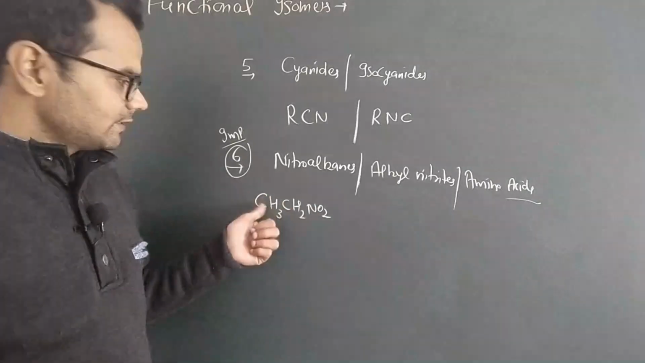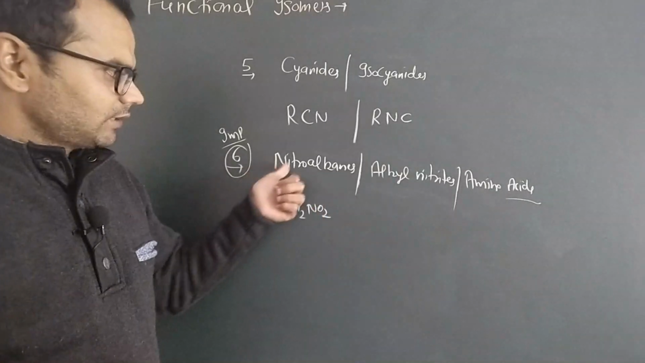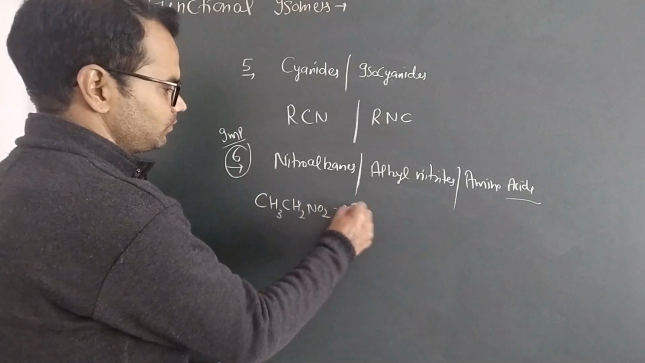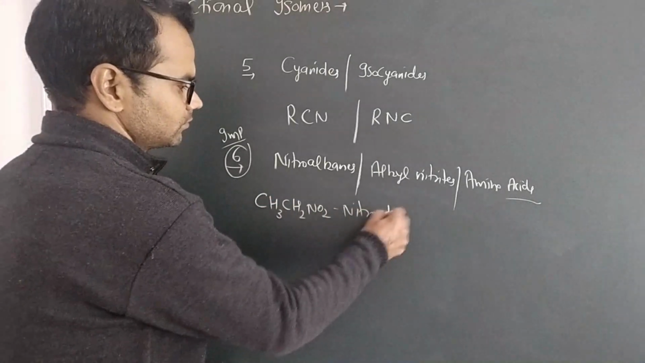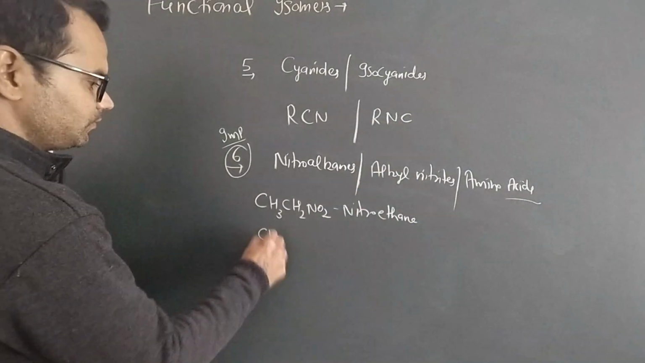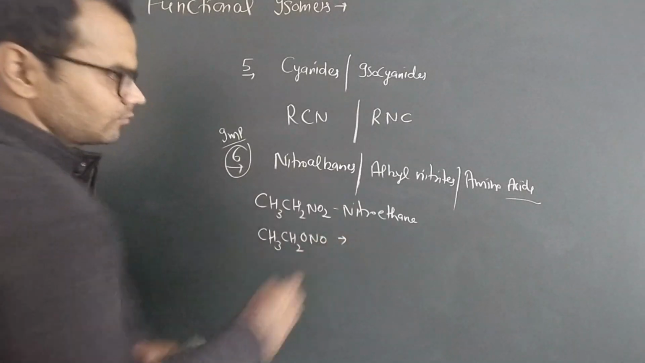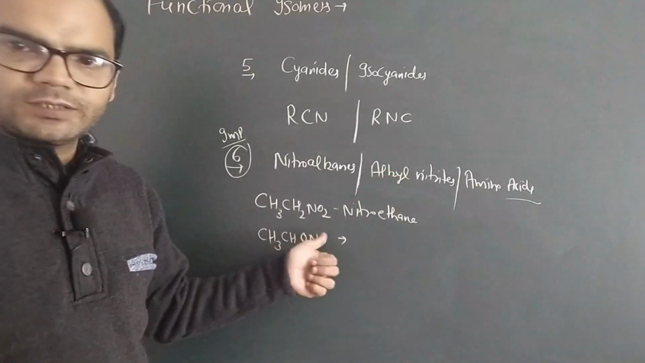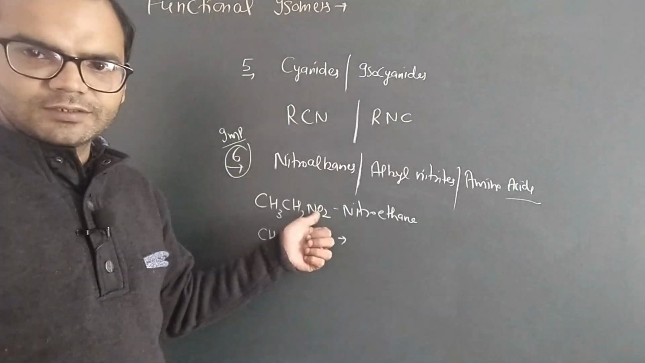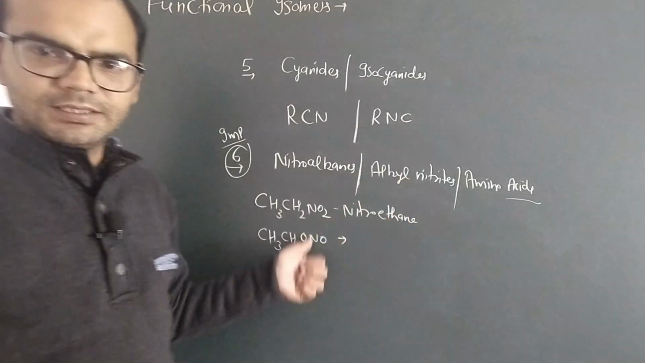For example, we have CH3CH2NO2. It will be written as nitro, 2 carbon ethane, nitroethane. Then alkyl nitrites. Nitrite group is ONO, bonding with oxygen and carbon. Here bonding is between nitrogen and carbon. So now it is written as alkyl nitrite, ethyl nitrite.